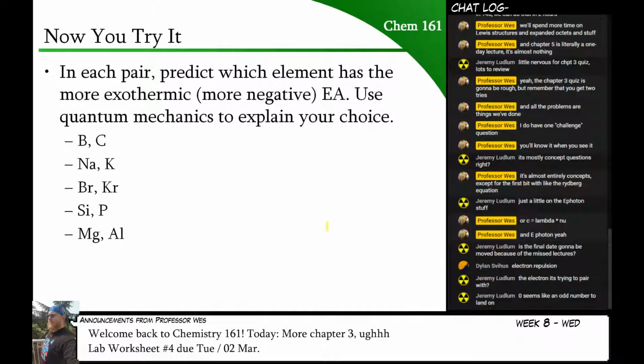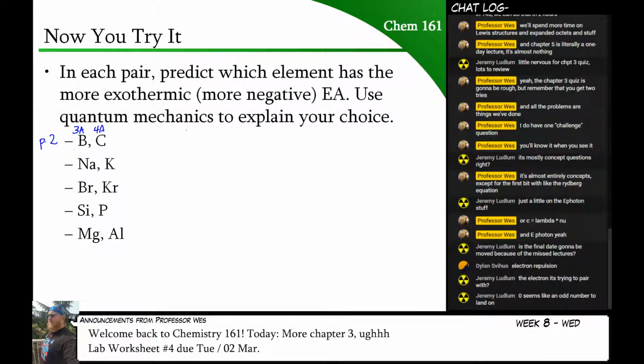So let's do these examples together. Let's figure out which has a more negative electron affinity. We're just going to look at elements that are next to each other. But we're going to want to know what groups these fall into. So this is group 3A, and this is group 4A. And this would be period 2.